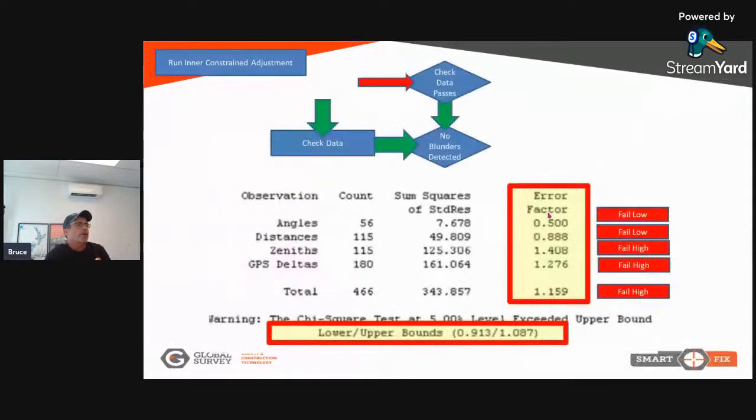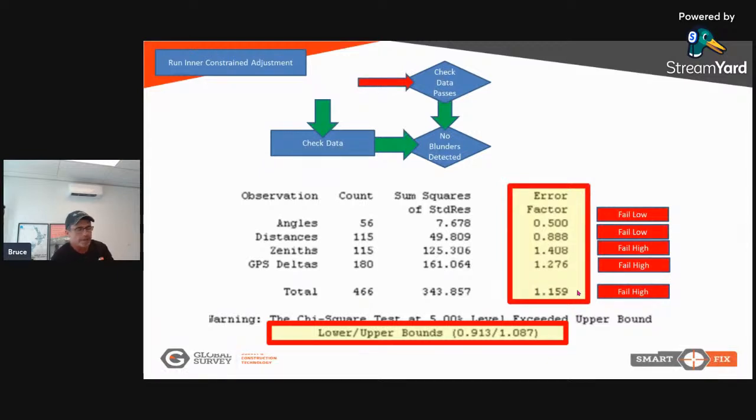If we look at the survey a little closer, you will see that our upper and lower bounds are 0.913 to 1.07, and that's that 5%. This is what we're expecting our chi-square results to produce. They've observed some angles at 0.5, so that fails low. Their distances are at 0.88, which also fails low. Our zeniths are at 1.408, failing high. Our GPS deltas are at 1.2, and they're failing high. And overall, our survey is failing a little bit high.